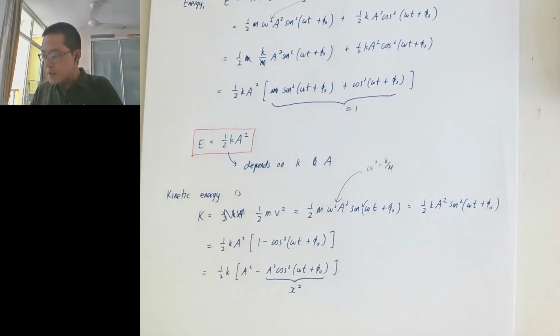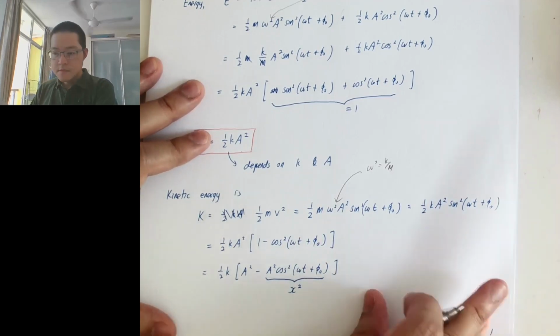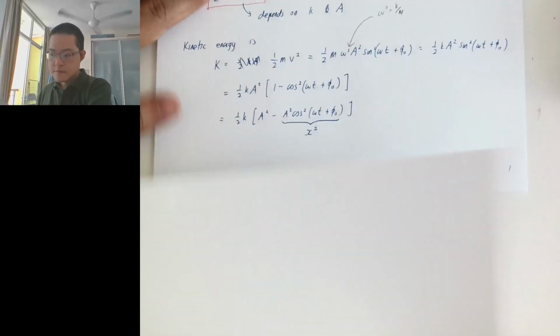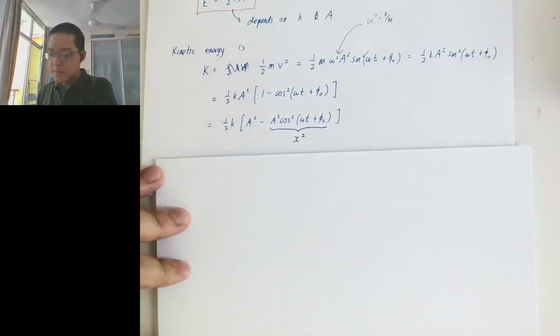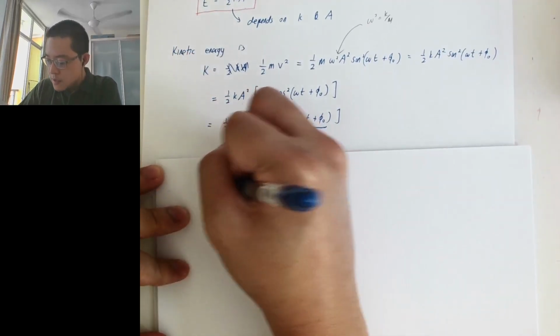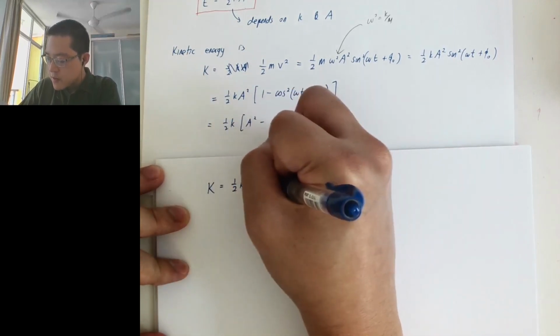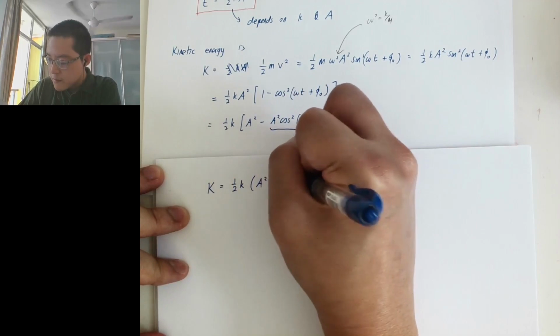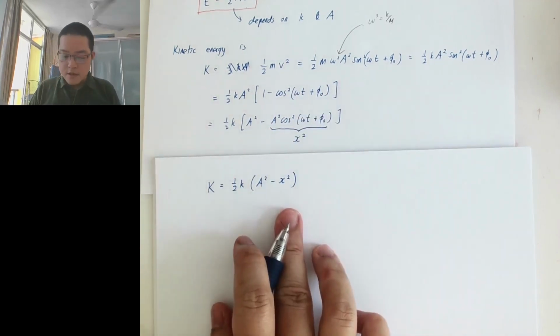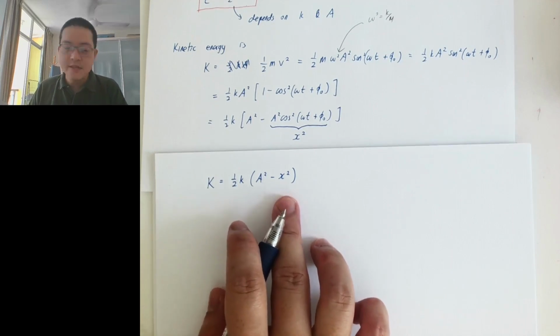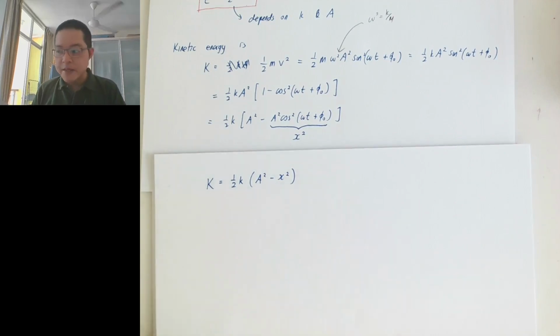Okay, so from here we conclude that my kinetic energy is half k times (A squared minus x squared). Okay, so I got this expression, right? So this is another way to express kinetic energy. But why do I do it in this way? Because I want to show you something.